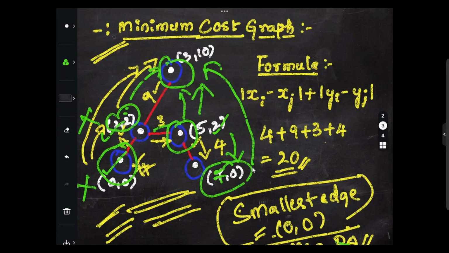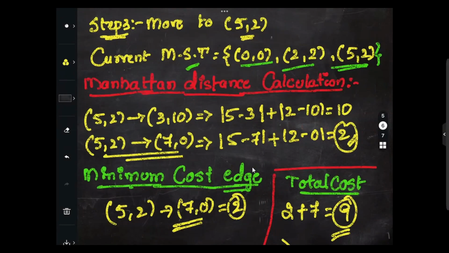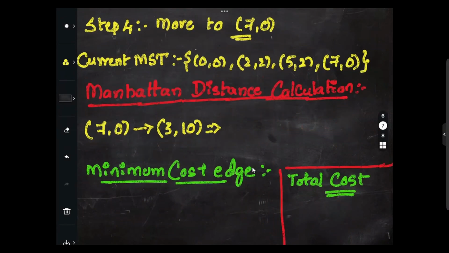So we'll be considering 7,0. For 7,0 we have only one edge left, that is nothing but 3,10 that we need to calculate right here. In the current minimum spanning tree we have 0,0, 2,2, 5,2 and in this step we'll be adding 7,0. We are moving to 7,0 here, right? Let's quickly calculate the Manhattan distance.